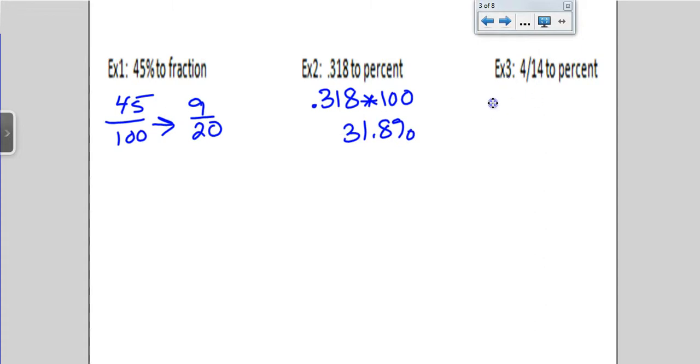I'm just going to go ahead and type that on my calculator. So if I do 4 out of 14, and it's going to be a decimal, and I know to change decimals to percents, I just multiply it by 100. On my calculator, it comes out to 28.6%.